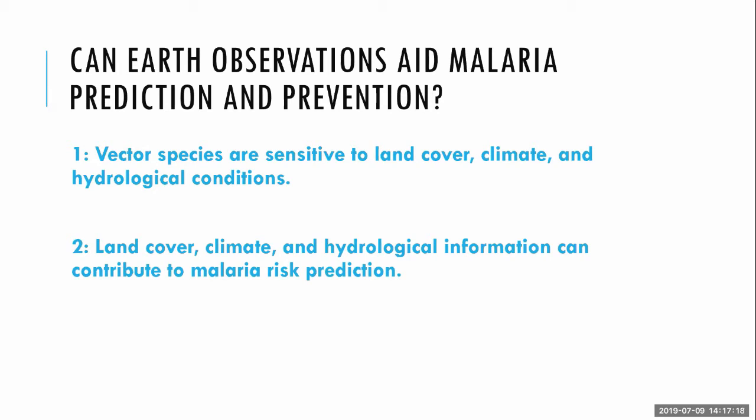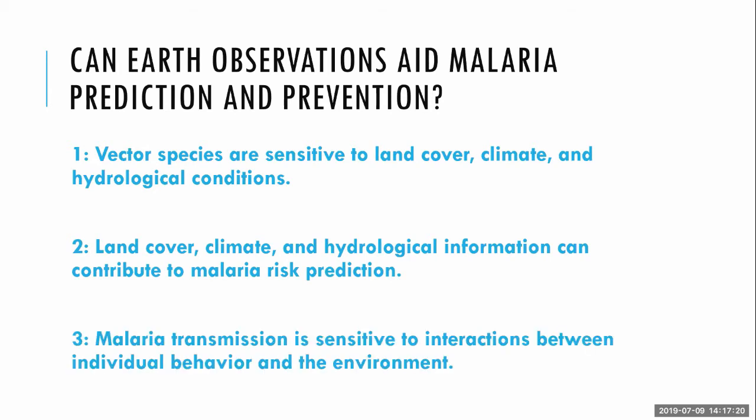with the environment. That leads to the third claim, which is that malaria transmission is going to be sensitive to interactions between individual behavior and the environment. By individual behavior, I'm really focusing on human behavior, but actually mosquitoes are individuals too, and so their behavior is going to matter. And so what we've been working on over the last several years is trying to address these three points in order to develop a warning system.